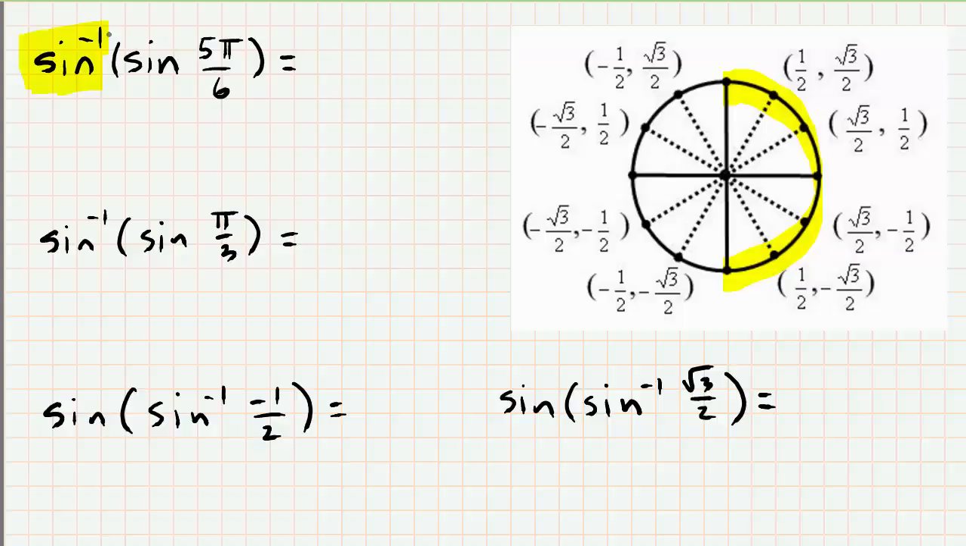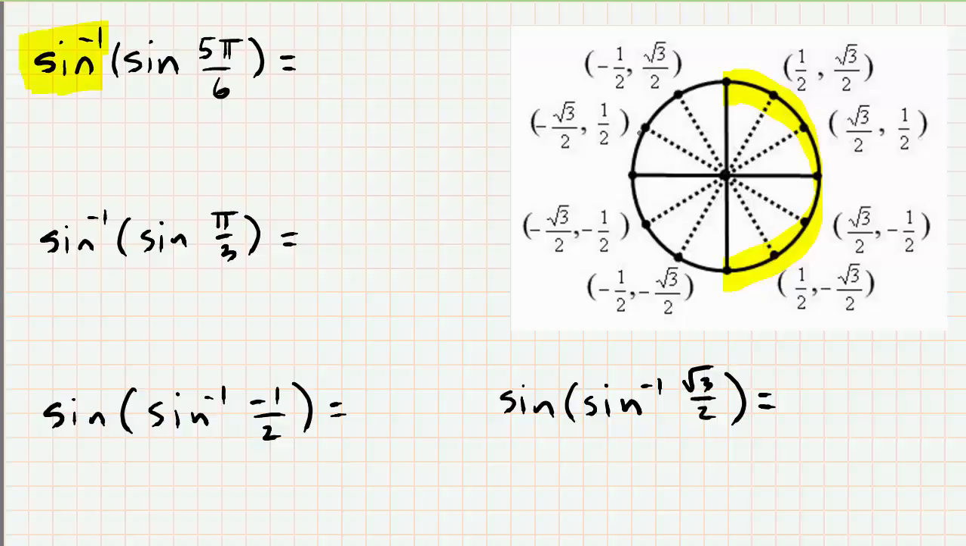Okay, so when we look at this, it's very tempting to want to cancel out inverse sine and sine because they're inverse functions of each other. But again, what we have to remember is that the value here for our final answer has to be in the range of inverse sine. 5 pi over 6 is over here. That is not in the range of inverse sine. So we know the answer cannot be 5 pi over 6. So we have a couple of choices.